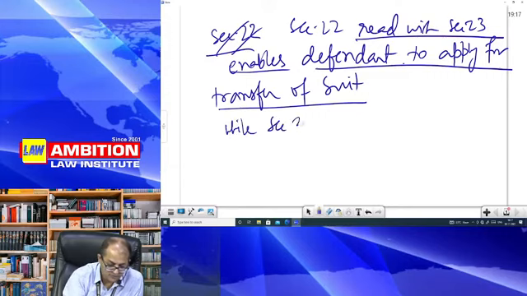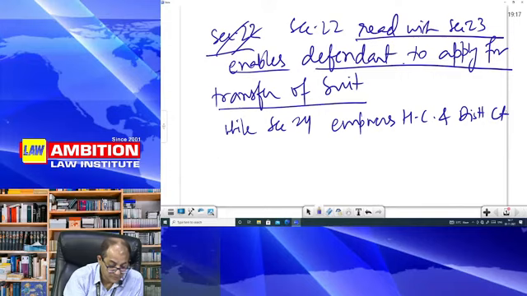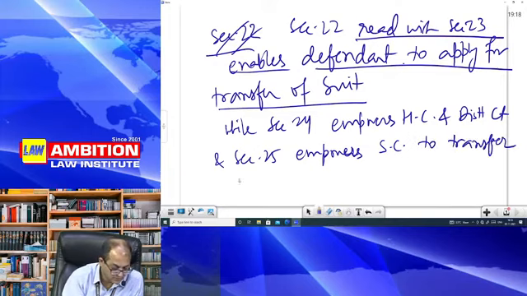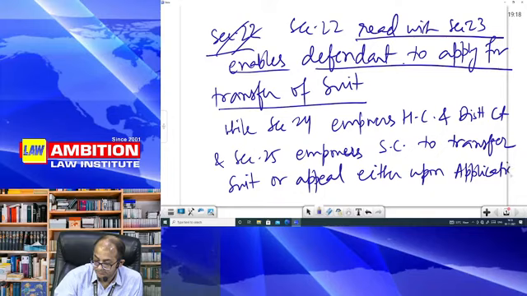while section 24 empowers the High Court and District Court, and section 25 empowers the Supreme Court, to transfer a suit or appeal either upon application by the party or suo motu.